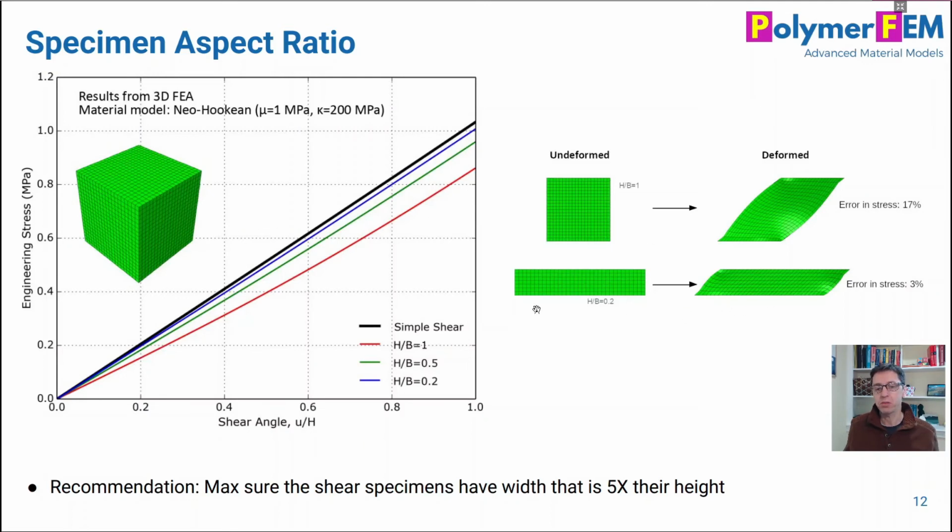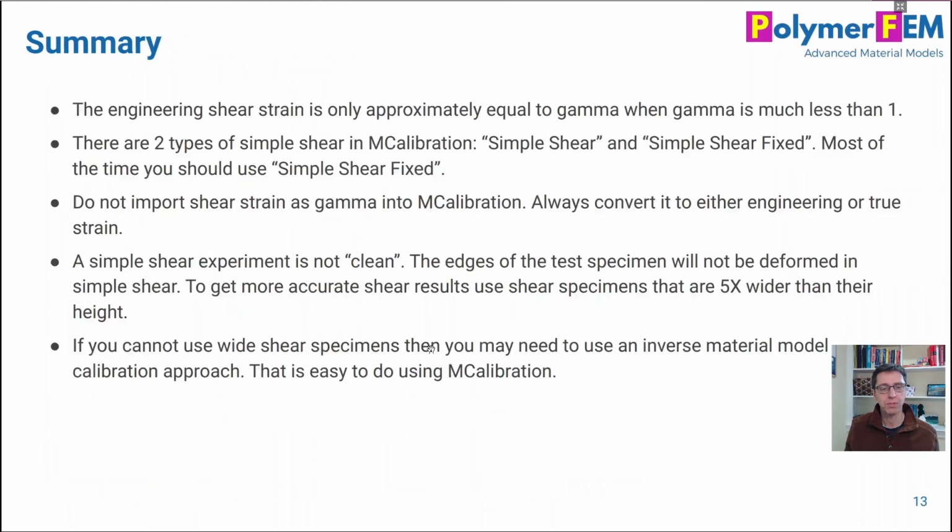But if I have specimens that are 5 times wider than they're tall, so they're very wide and not too tall, then this edge effect becomes much smaller. The error is less than 3% or so. So my rule of thumb is, well, I try to have my specimens quite wide, hopefully 5 times wider than their height. In this case, the influence of this inhomogeneous stress state at the edges becomes less important, and I get good data in the end of the calibration that I'm working with.